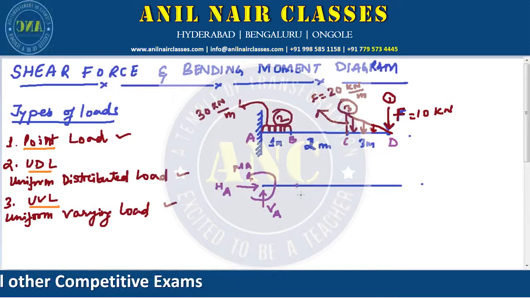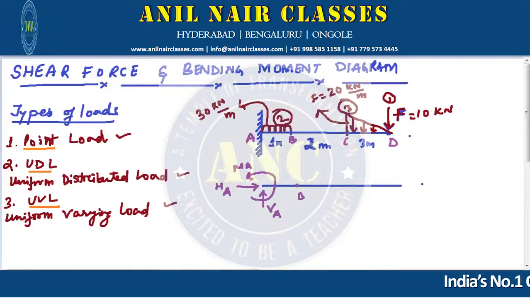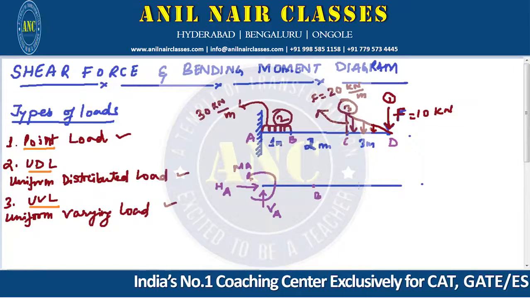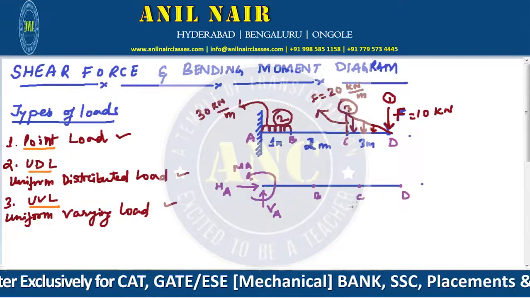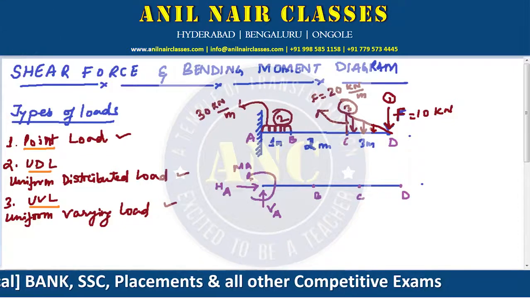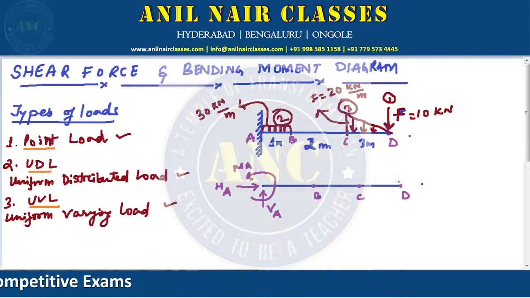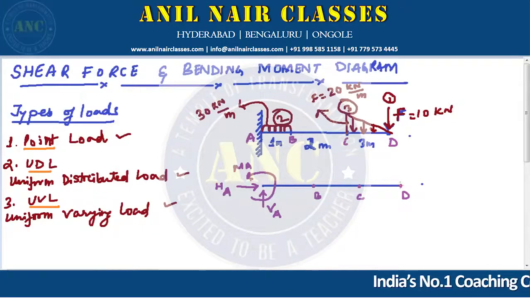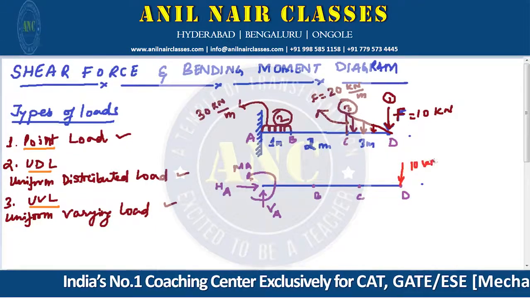Here this is B. I'll take a little more distance so that it will be clear. This is B, this is C, and this is D. Now if I want to replace these forces into one common force, how I'll replace it? This is a load, that is a point load, right? So this is a point load of 10 kilonewton.